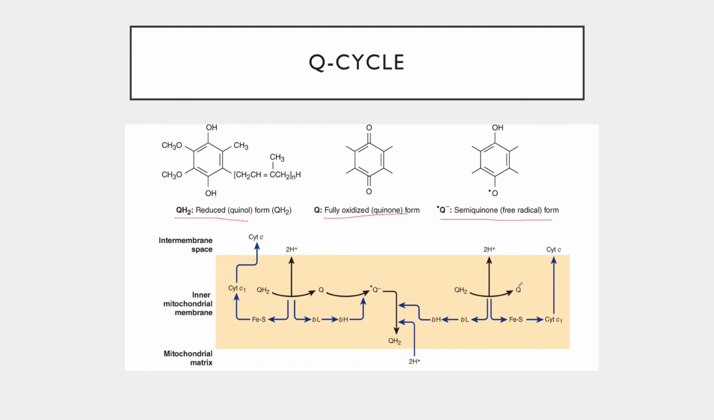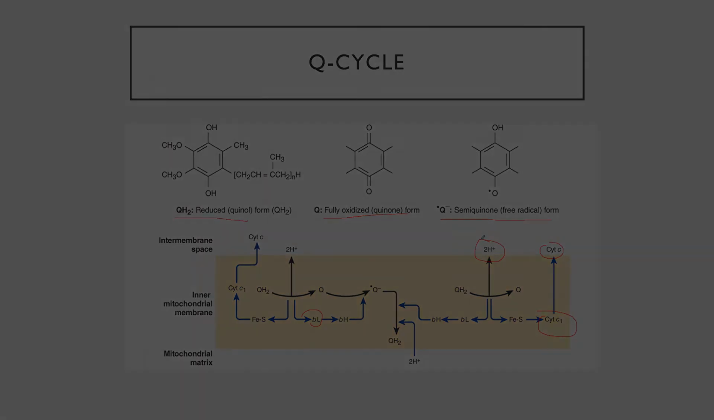So as mentioned previously, Q is able to donate its electrons to both cytochrome B as well as cytochrome C. As the reduced quinol carries 2 electrons and 2 protons, we form this semiquinone during one of these cycles, as the cytochromes can only accept 1 electron at a time. So as the electrons are donated to our cytochromes, this is coupled with the movement of protons across the inner mitochondrial membrane into the intermembrane space.